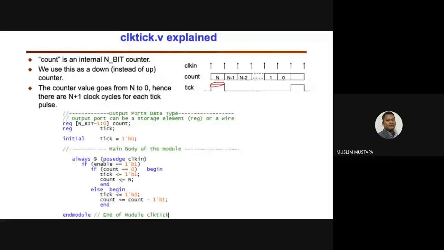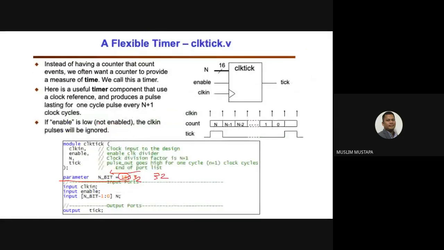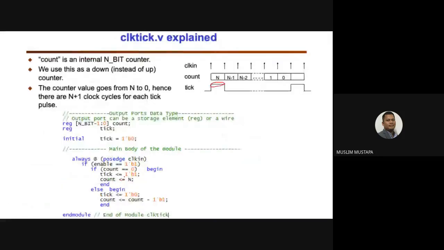Whatever the n value is, n can be 16 bits. Let me just give you an example. It can be 16 bits, but let's say n is equal to 4. So 4 is equal to 0, 1, 0, 0. Now count is equal to 4, which is 0, 1, 0, 0.